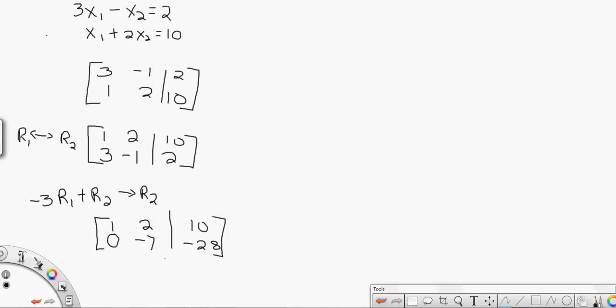Okay, now I want to make this -7 a 1. So that means I must divide row 2 by -7, or multiply row 2 by -1/7. That would also work. So the notation that I'm going to use is -1/7 times row 2. So the result would be row 1 stays the same, but row 2 would be 0, 1, and 4.